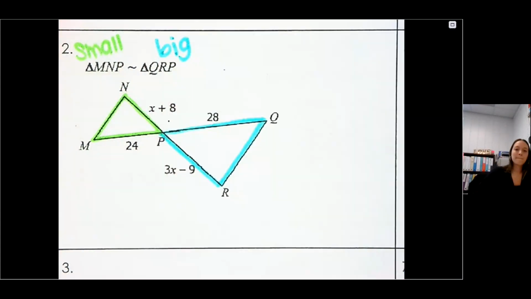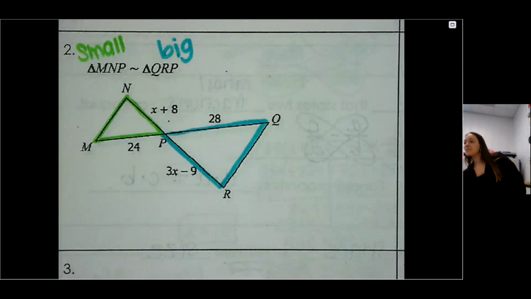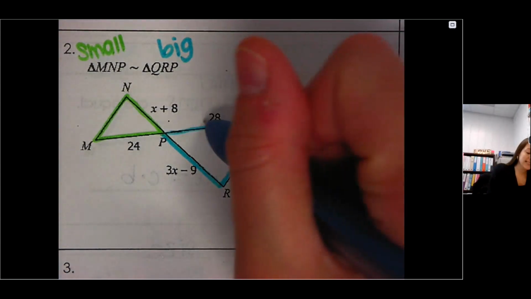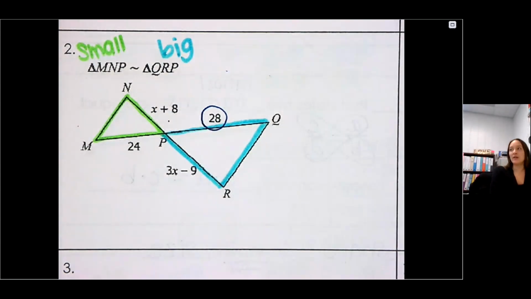Draw number 2. Okay. So what we're going to do is set up a proportion. We are either going to do small divided by big or big divided by small. It does not matter what we choose as long as we choose the same thing for both proportions. So what is one side length that you see? 28. Okay. Is that part of the big triangle or the small triangle? That's the big one. So we're going to do big over small.